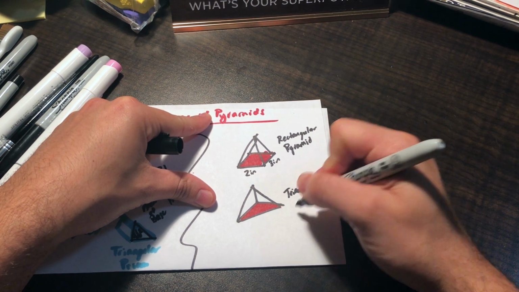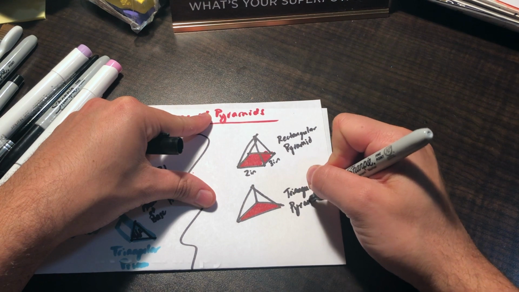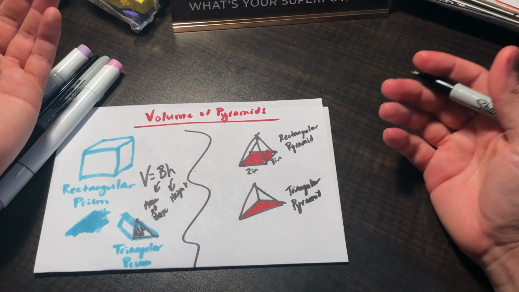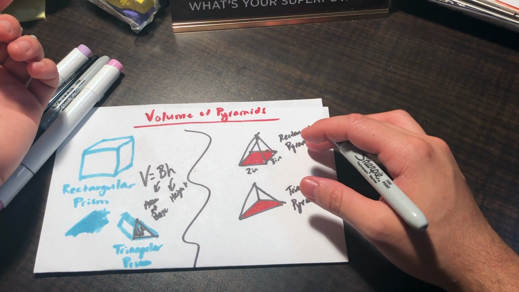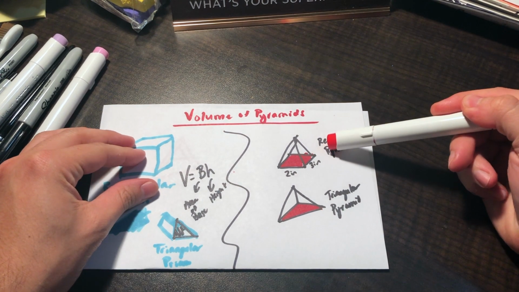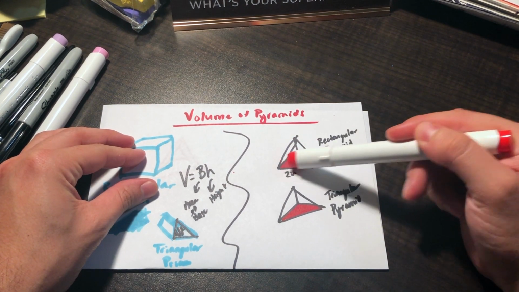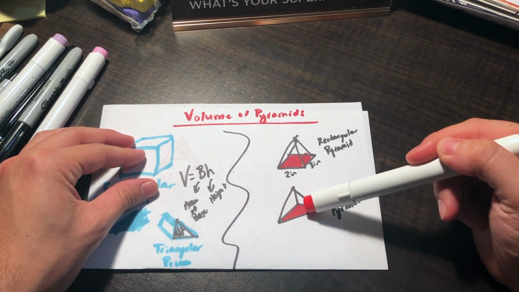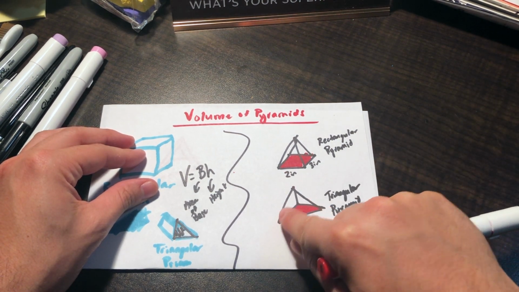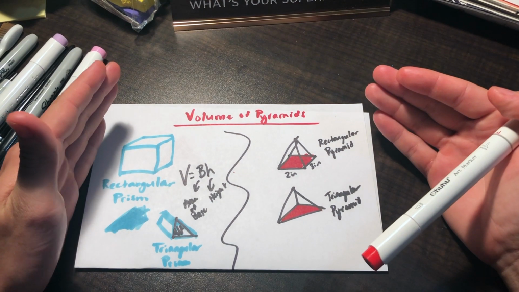A triangular pyramid, because the bottom is in the shape of a triangle. Got that? So far so good? Okay, awesome. So you got the basics down. This is a rectangular pyramid because this is the base of a rectangle. This is a triangular pyramid, not because of this triangle, but because the bottom is in the shape of a triangle. Now, what's the point, right?